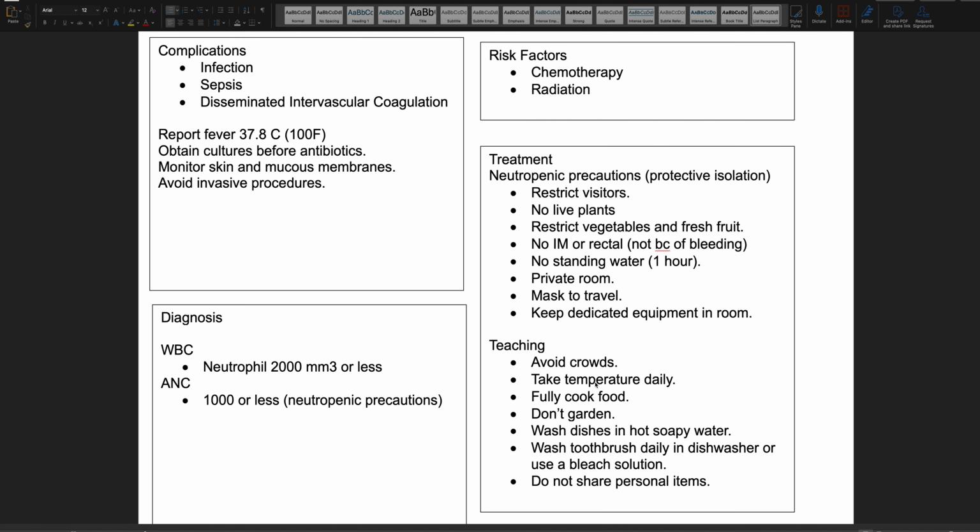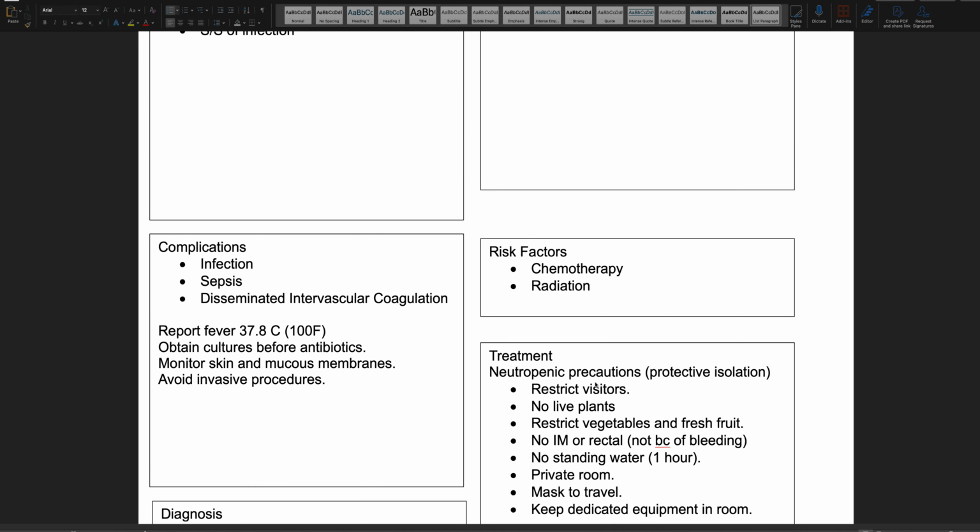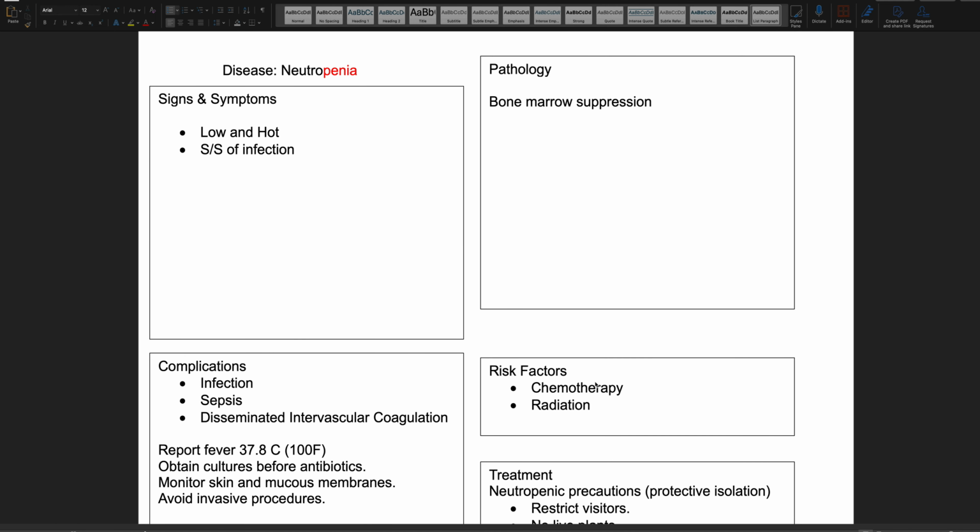So the diagnosis is made on a low white count. Specifically, the neutrophils will be 2,000 or less. The ANC, which stands for absolute neutrophil count, will be 1,000 or less. And there's a whole formula to get to that. You don't need to know the formula. You just need to know that a low white count or neutrophils less than 2,000 and an ANC less than 1,000 means the patient needs to be on neutropenic precautions. All right, don't get neutropenia confused with thrombocytopenia. So this patient with neutropenia will be at risk of infection.